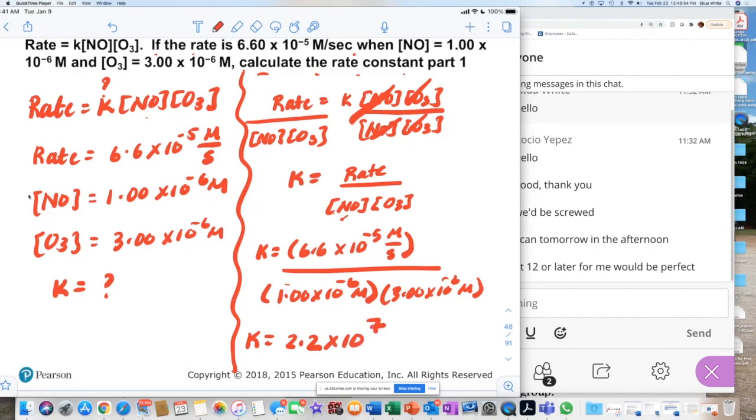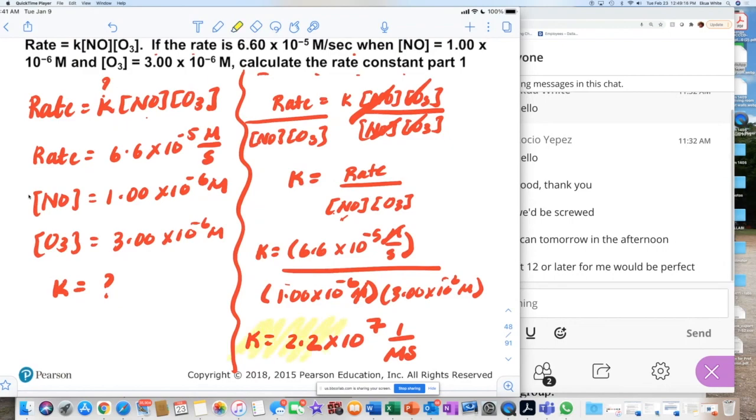Now I have to think about the units though. I had two M's in the bottom. It cancels out one of the M's at the top. So I end up with an M on the bottom and an S on the bottom. This is consistent with second order, right? The overall one is second order. So the K is a second order one.